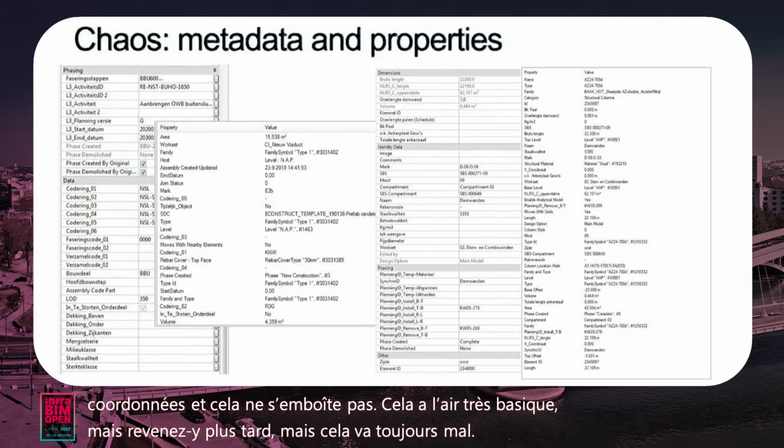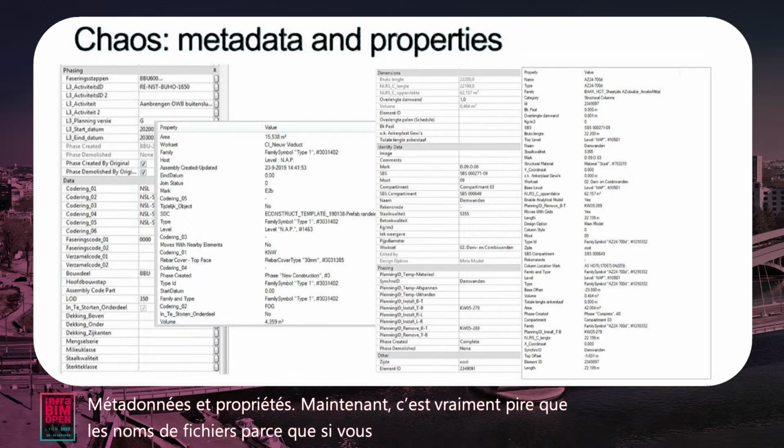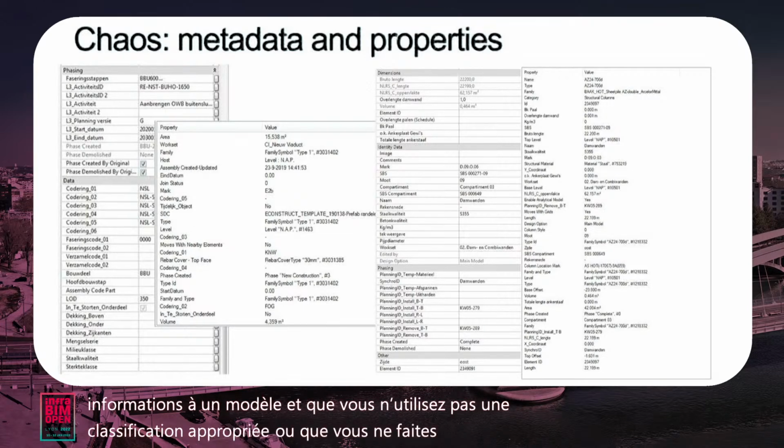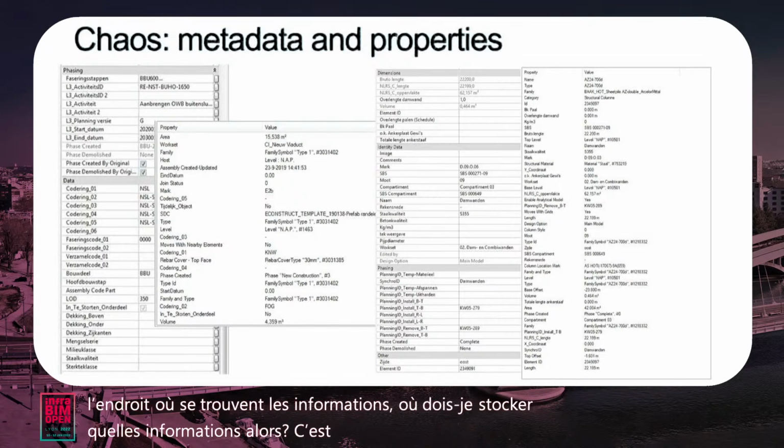Metadata and properties, now this is really worse than the file names, because if you want to add information to a model and you don't use a proper classification, or you don't make agreements on what information, where do I store what information, then it's hard to exchange models. We want to exchange models, but yeah.